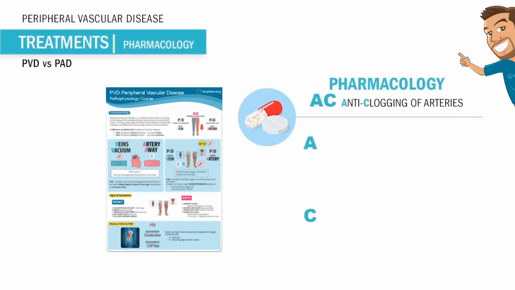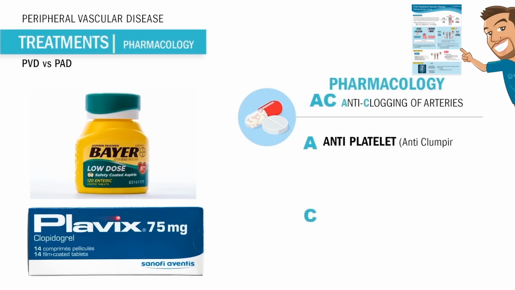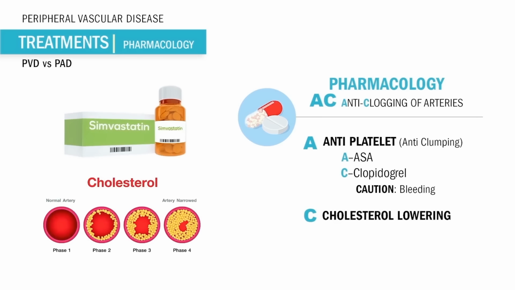Okay, lastly, we can give two very particular drugs that prevent future MIs. So think AC for anti-clogging of the arteries. A is for antiplatelets like aspirin and clopidogrel, brand name Plavix. This guy prevents platelets from clumping together and forming clots. And C for cholesterol-lowering drugs. Guys, these end in statin, like lovastatin. So remember, stay clean, because it cleans out the arteries, keeping them free from cholesterol.